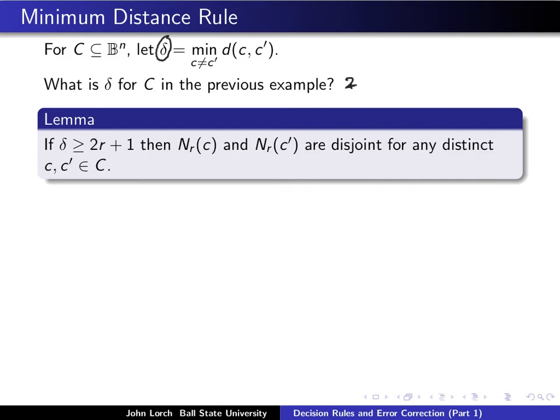All right, here we have a lemma that turns out to be rather important. What it says is that if this minimum distance is bigger than or equal to 2r plus 1, then the neighborhoods of radius r centered at C and C prime are disjoint whenever C and C prime are distinct code words. Now, disjoint, remember, means that they have nothing in common, meaning their intersection is empty. Okay, so let's go ahead and prove this lemma.